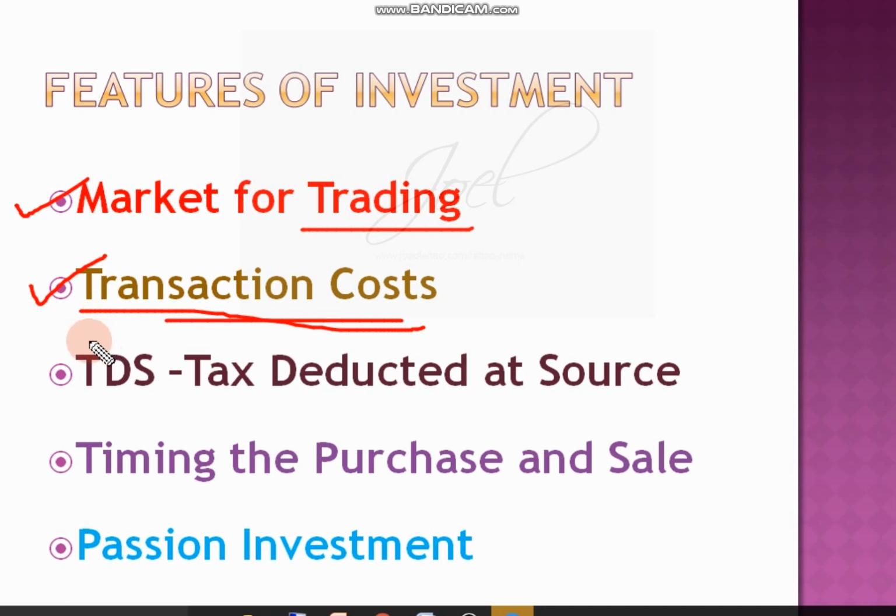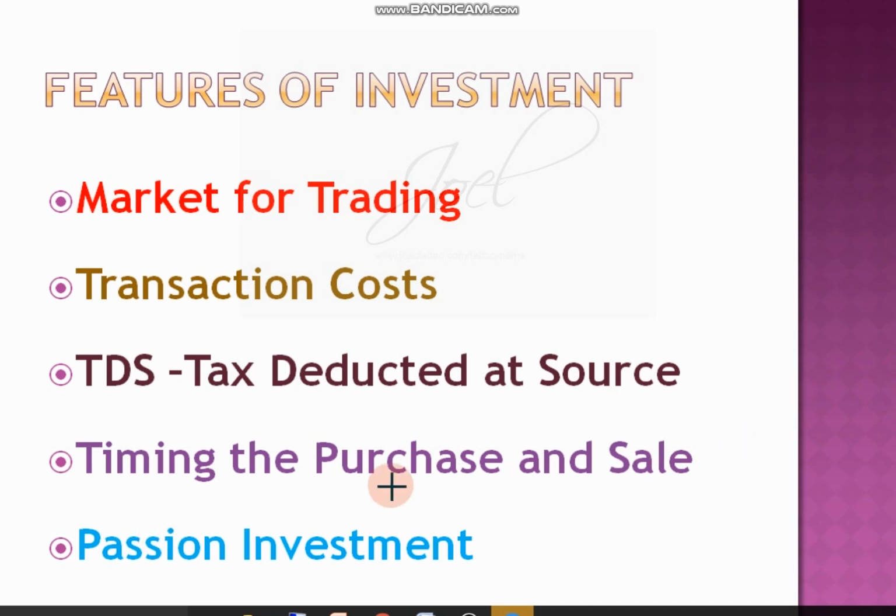Next, TDS. This is a concept which comes under investment, that is tax deduction at source. Normally whenever you are investing, you will get returns in the form of money. As soon as you get returns, tax will be deducted at that time itself. That is deduction of tax at source. So tax deduction at source is a common feature of investment. At the time when you are getting return, you have to pay tax. So that concept is to be considered here.